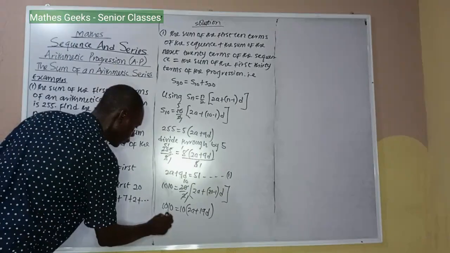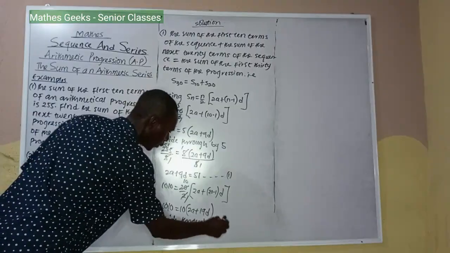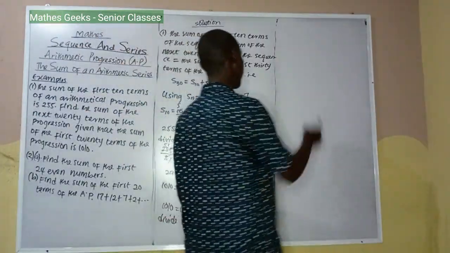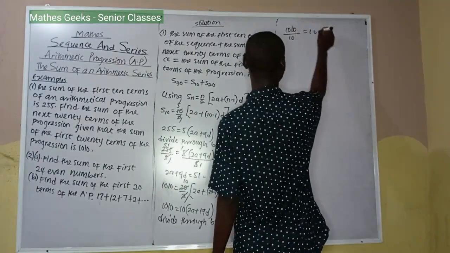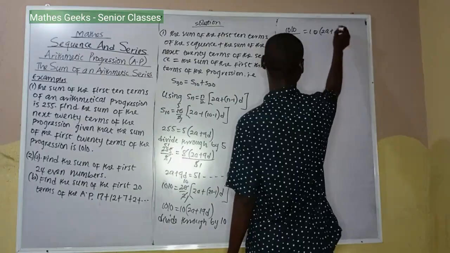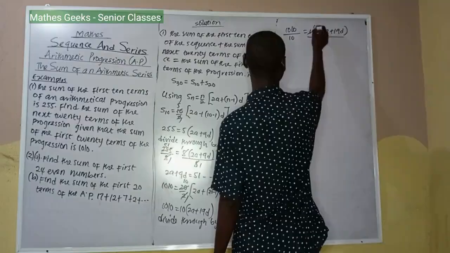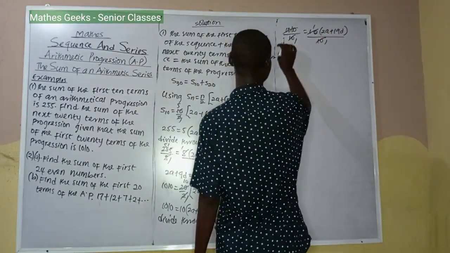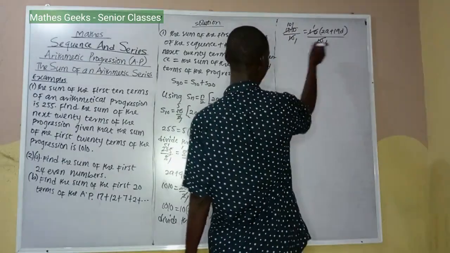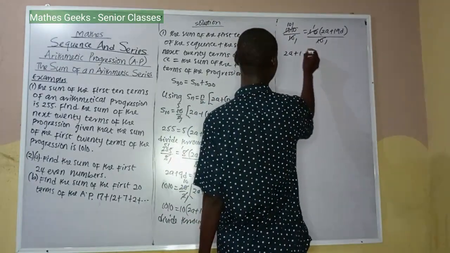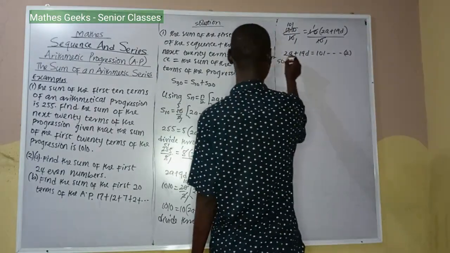Divide through by 10. And this will give us 1010 divided by 10 is equal to 10 times (2a plus 19d) over 10. The 10s cancel out. 1010 divided by 10 is 101. So 2a plus 19d is equal to 101, equation 2.